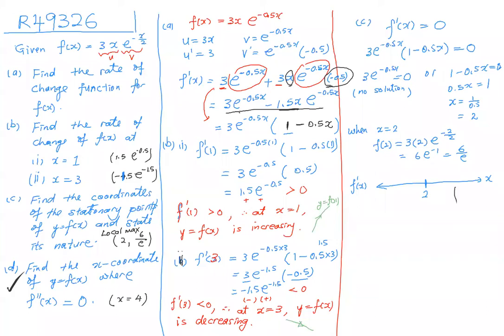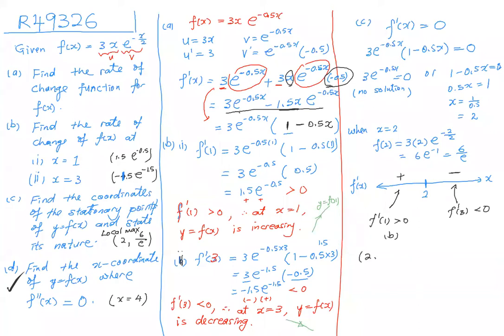f prime 3 is here, correct? Yes. So f prime 3 is less than 0, so it's negative. And here, f prime 1, we use 1, correct? So we get greater than 0, positive. This we all get from part B. So what is the nature of this stationary point?